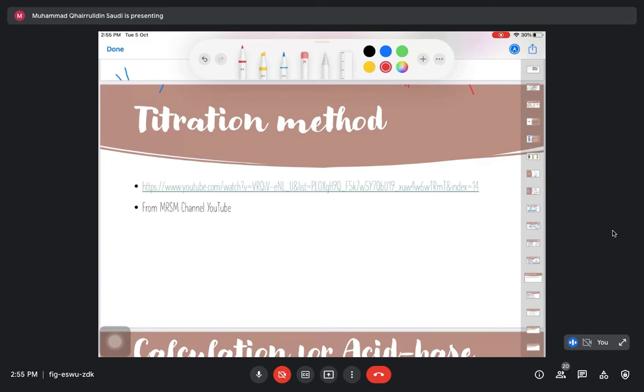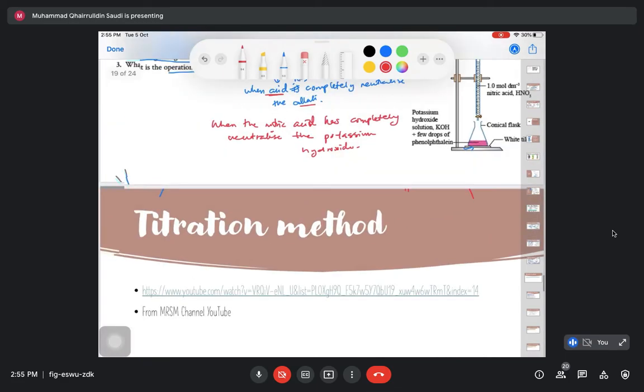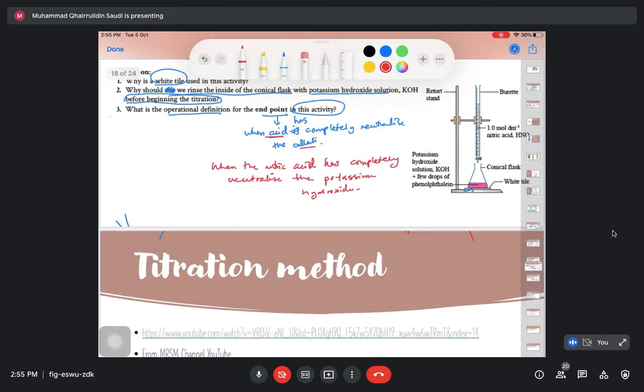Okay, so we will see the process, and then in our next class I will proceed with the calculation to find the concentration. Remember, kita buat eksperimen ni, the aim is to find the concentration, right? But after the experiment finishes, we only get the volume. To find the concentration, we have to do some calculation, and those calculations we will learn next class. Clear?